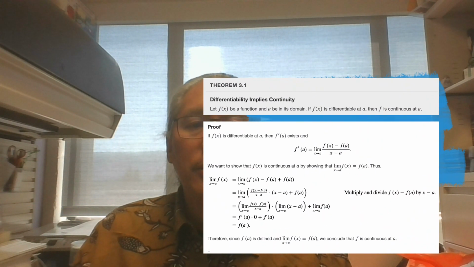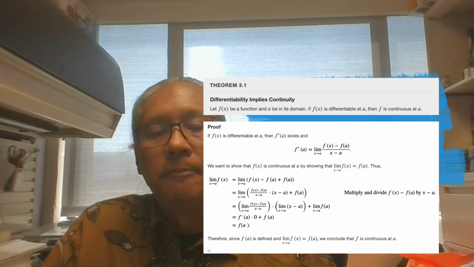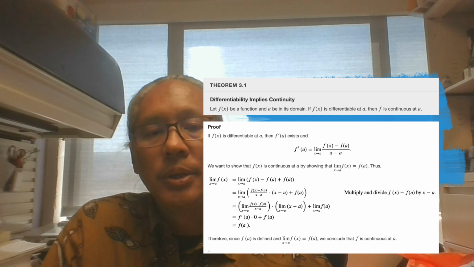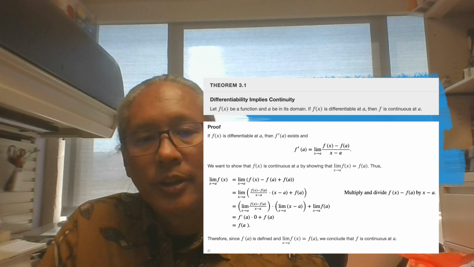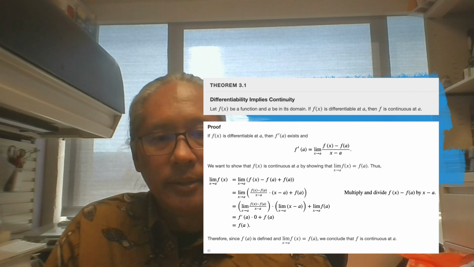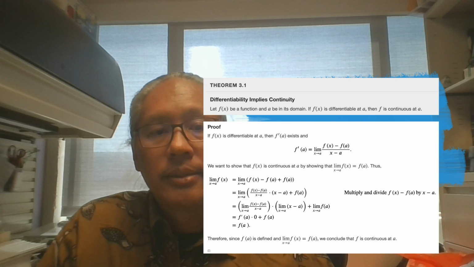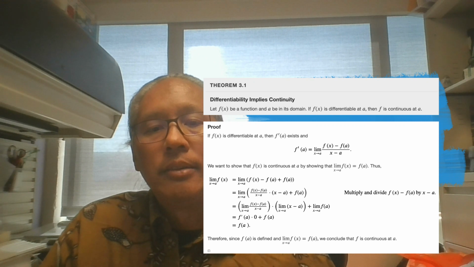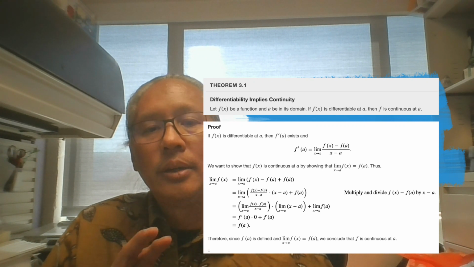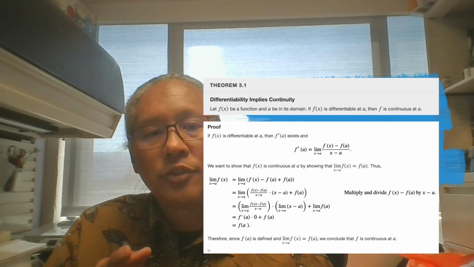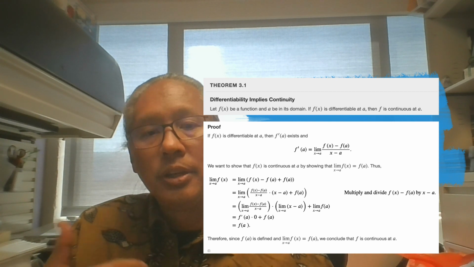Derivatives and continuity have a special relationship. If your function is differentiable, then it necessarily has to be continuous. There's a theorem and a proof for that, and we'll take the theorem and that proof as something that's going to be true for us. It is important to say that if your function is differentiable, then it's continuous. But if your function is continuous, it doesn't necessarily mean it's differentiable. There's an important distinction between those two phrases. One of them is true, the other one is not.